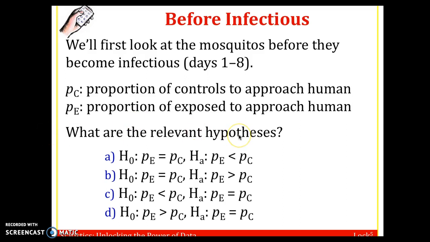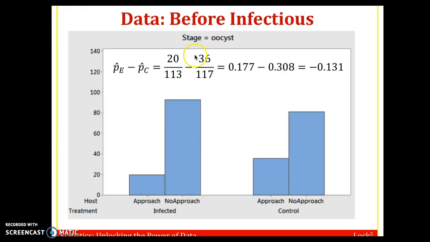All right, so what are the relevant hypotheses? If you want to guess, click pause, because I'm going to keep going. Notice right now it can't be C or D. This doesn't make sense for a hypothesis. It has to be equality. So we're looking at which of these proportions should be different. Here, the alternative says that the exposed mosquitoes will approach humans at a lower proportion than the control mosquitoes. This would be the malaria somehow changing the behavior of the mosquito to not approach humans because the virus will not be spread.